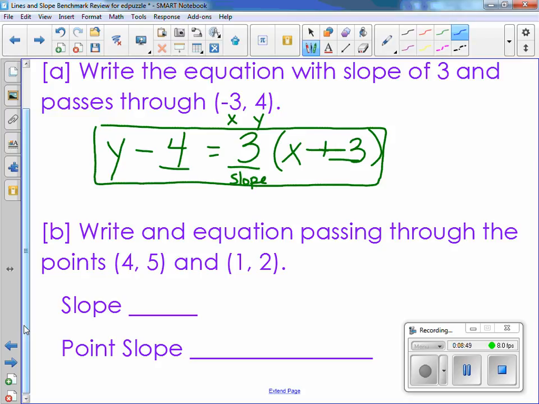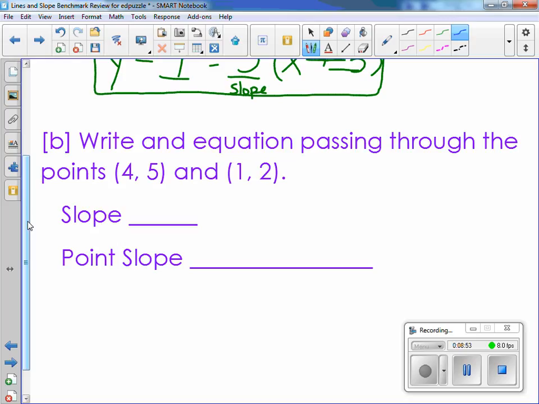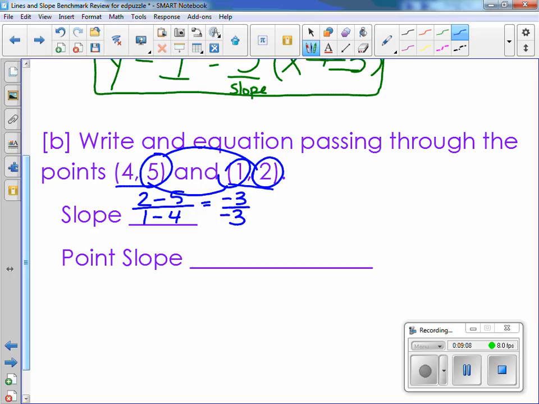So the only difference with the second one is you need to find the slope. So why don't you try this one on your own? Your 2 points are right here. Go ahead and find the slope. So it's 2 minus 5 on top, 1 minus 4 on the bottom. You get negative 3 over negative 3, which turns into a positive 1. So there's our slope. And then I always pick the first point to use.